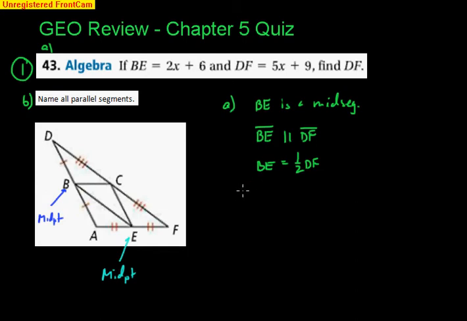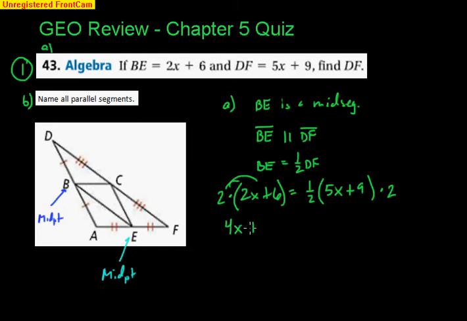So BE is 2x plus 6. That equals 1/2 of DF, and because DF is complicated, I'm going to put it in parentheses, 5x plus 9. There's my equation. I want to get this 1/2 gone. I don't want to distribute it because it's going to give me decimals. So multiply by the reciprocal. When I multiply the left side by 2, because there's multiple things, I put it in parentheses, and I distribute. 4x plus 12 equals, on the right side, the 1/2 and the 2 cancel, 5x plus 9 drop down.